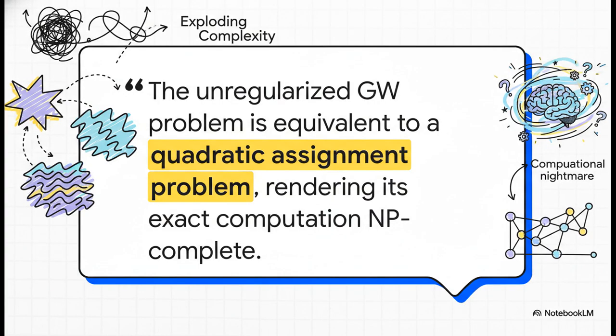And this quote really gets to the heart of it. See, finding that perfect optimal alignment is what's known as a quadratic assignment problem. And what that means is, for every potential match you try to check, the complexity of the problem just explodes. It's a total computational nightmare.